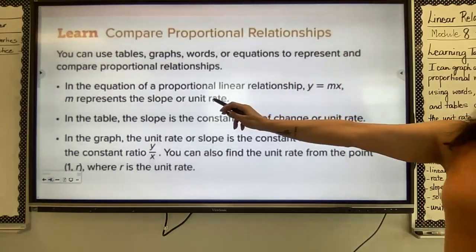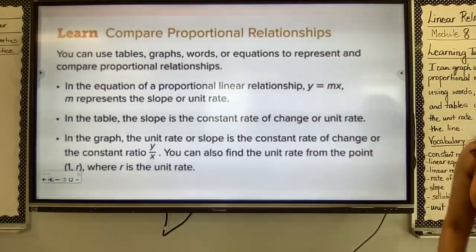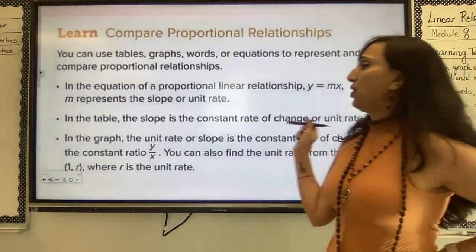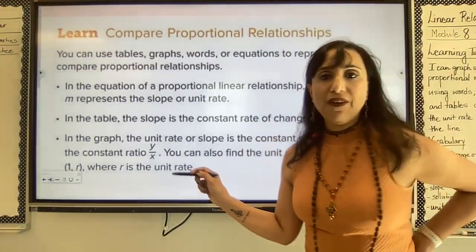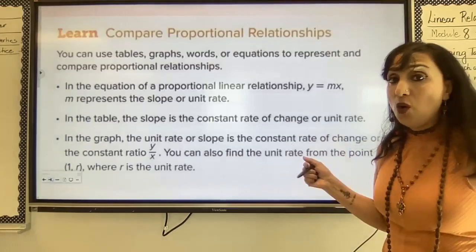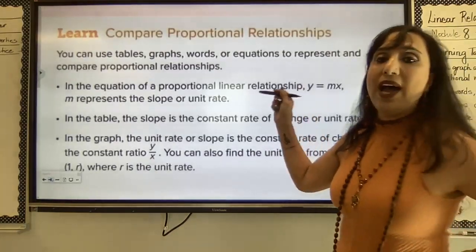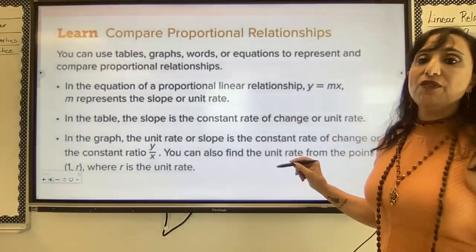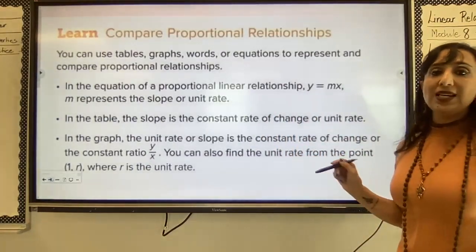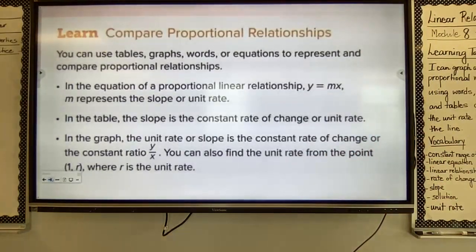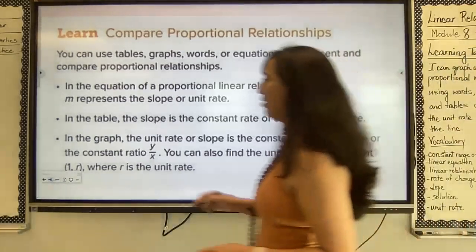M represents the slope or the unit rate. And in the table, the slope is the constant rate of change or the unit rate. And in the graph, the unit rate or slope is the constant rate of change or the constant ratio of y over x. And you can also find the unit rate from the point (1, r), where r is the unit rate. Okay, so let me show this to you in words, equations, table, and graph.